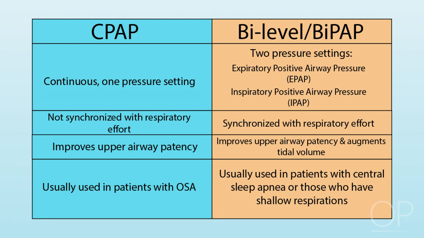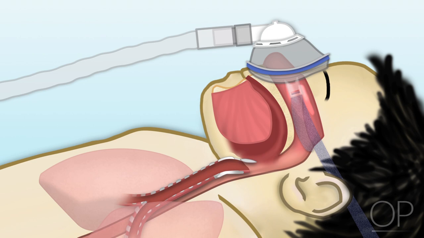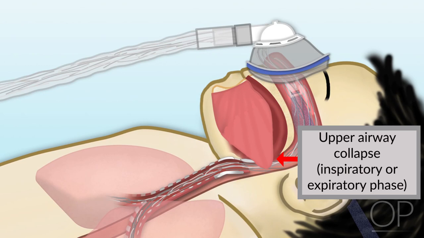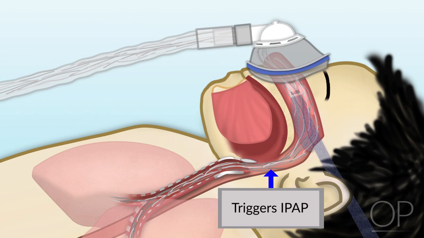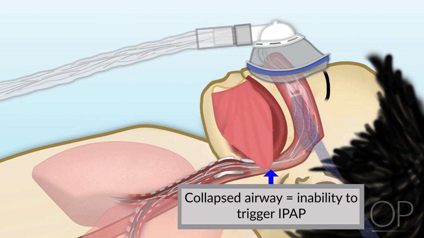You can change and play with this by either increasing the respiratory rate or changing the tidal volume by increasing your IPAP. So what is the rationale for using bi-level positive pressure ventilation? One, upper airway collapsibility does not occur only during inspiration, but also during expiration. Your EPAP acts like CPAP and stents open the airway. So at the end of expiration, the airway is sufficiently patent to generate inspiration and trigger your IPAP. If your airway completely collapses, you may not be able to trigger your BiPAP or bi-level ventilation.